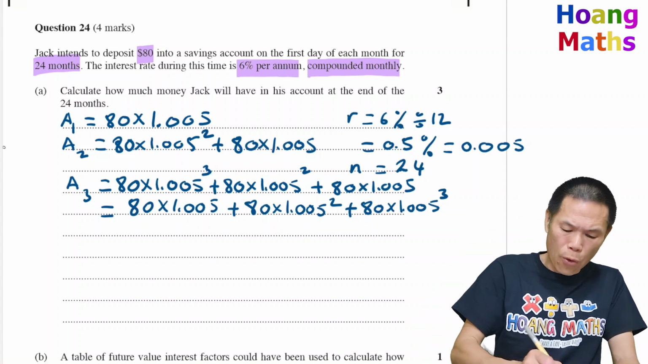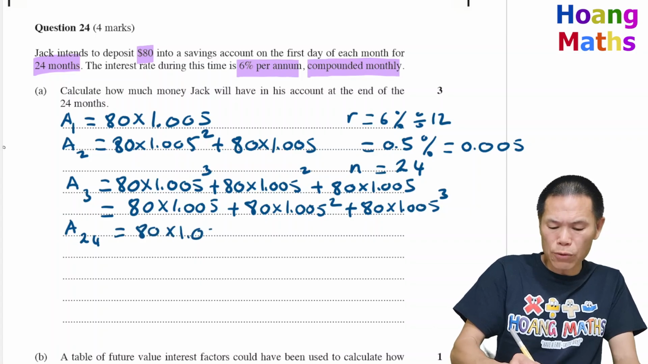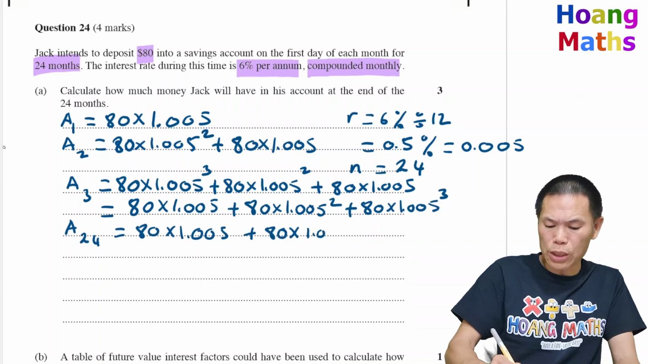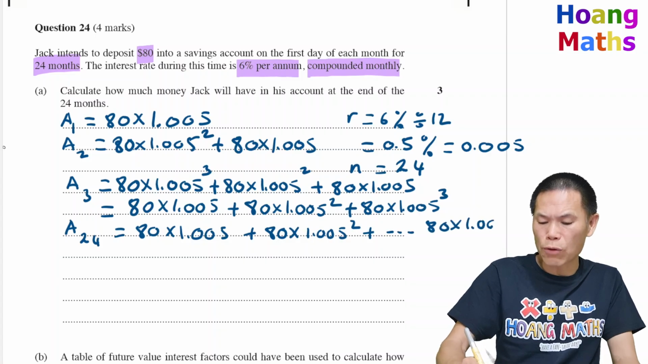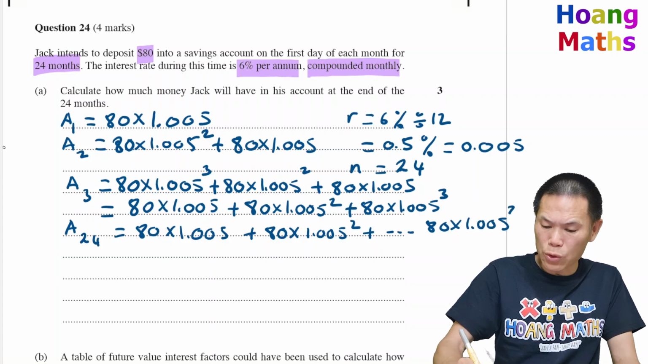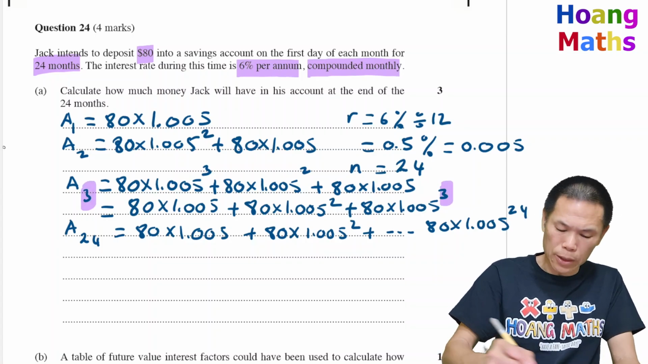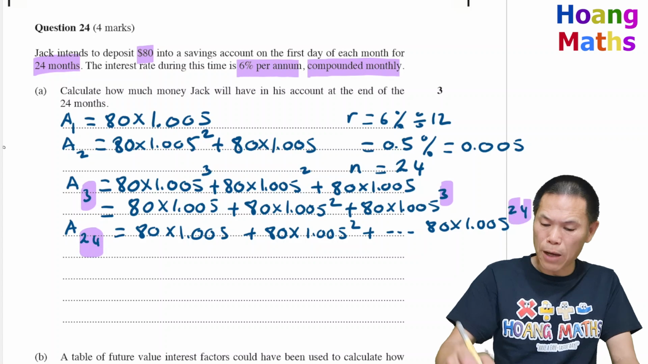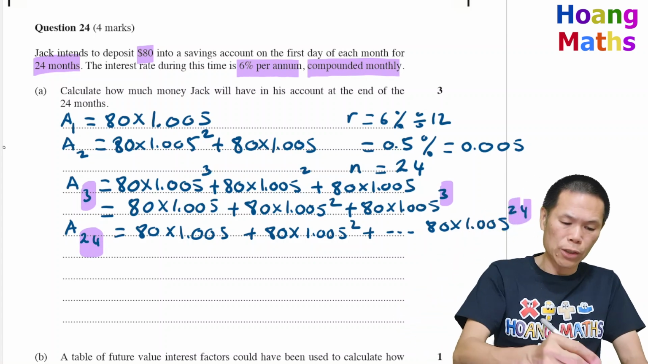Now A24, A of 24, that will give me 80 times 1.005 plus 80 times 1.005 squared. We add all the way to 80 times 1.005 to the power of 24. Keep that in mind, the pattern here. If it's 3, this is power 3. So for 24, this should be power 24. So now I just use a geometric series to add this series together.